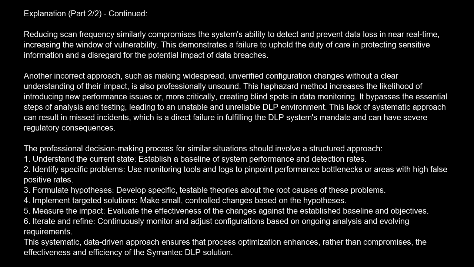1. Understand the current state. Establish a baseline of system performance and detection rates. 2. Identify specific problems. Use monitoring tools and logs to pinpoint performance bottlenecks or areas with high false positive rates. 3. Formulate hypotheses. Develop specific, testable theories about the root causes of these problems. 4. Implement targeted solutions. Make small, controlled changes based on the hypotheses. 5. Measure the impact. Evaluate the effectiveness of the changes against the established baseline and objectives. 6. Iterate and refine. Continuously monitor and adjust configurations based on ongoing analysis and evolving requirements.